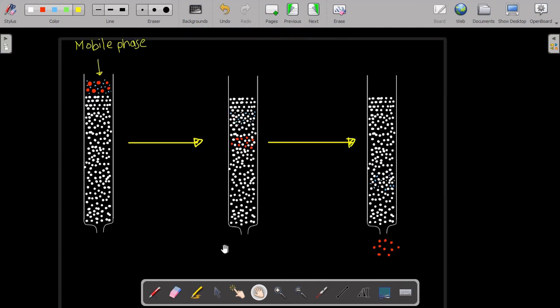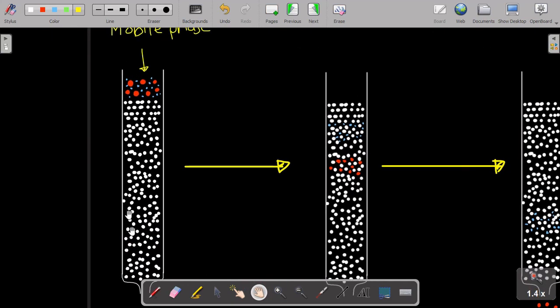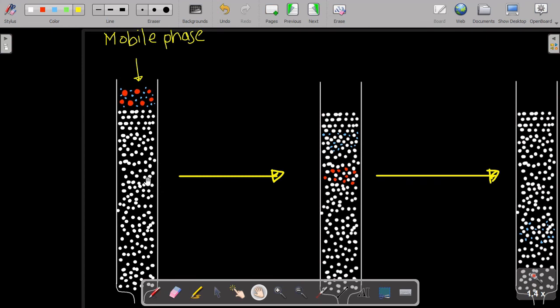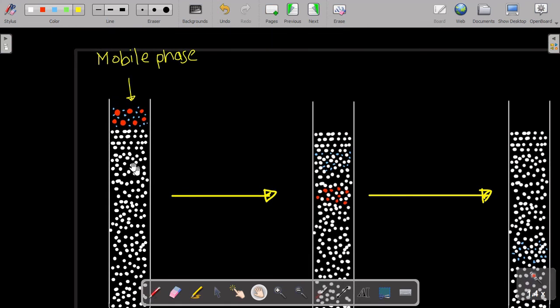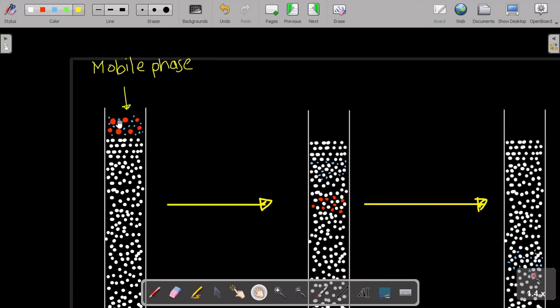So this is how it looks. This is how size exclusion chromatography works. You have this column, filled with beads which have pores. You fill the column with those beads and put in a mobile phase containing molecules of various sizes. Let's consider that the red ones are the bigger molecules and the blue ones are the smaller molecules, and we are comparing them with the size of the pores of the bead.